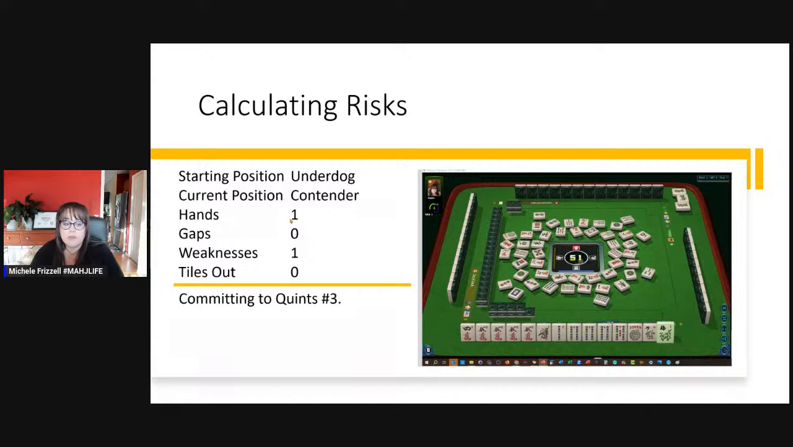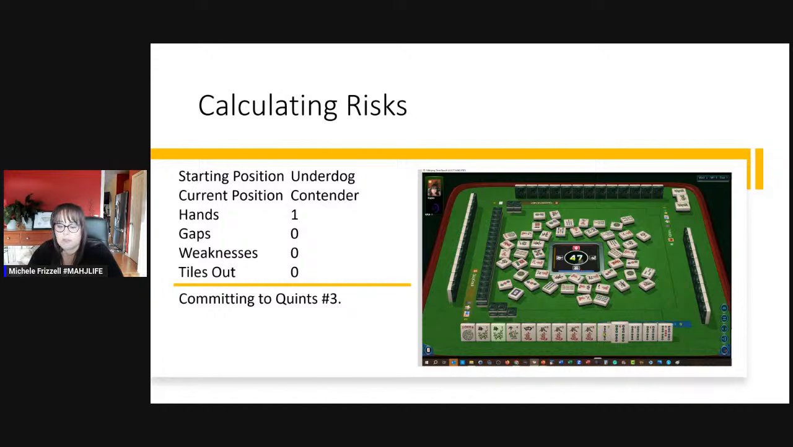We've got one hand to focus on, one weakness with probably the 5 bam, because we could even Kong that flower there. We need jokers is what we need here. And it looks like we picked up another flower. So now there is a weakness here, and that would be, oh, I see. No, the 5 bam would not be a weakness because if we're playing the Quint, it would be with a 4 bam. So we could Quint the 4 bam. All we need is a joker for the 5 crack. So no weaknesses. And we're at 47 tiles.